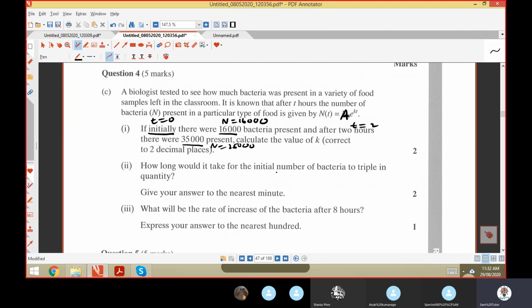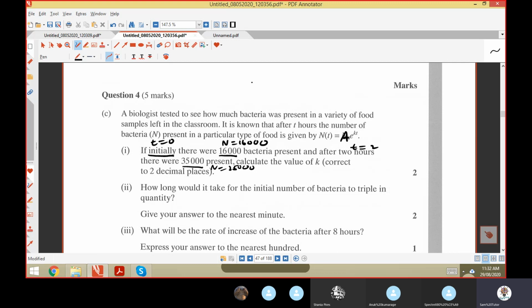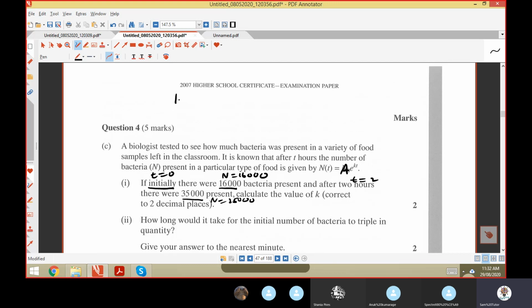All right, let me do part I. So when N is equal to 16,000, you get something like this. E to the 0 is 1, so you should just get A equals 16,000. A or N naught, doesn't really matter, like I said. Then you have your new equation, which is now something like this.